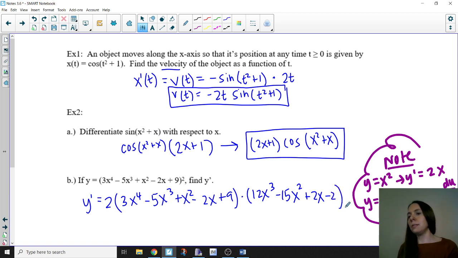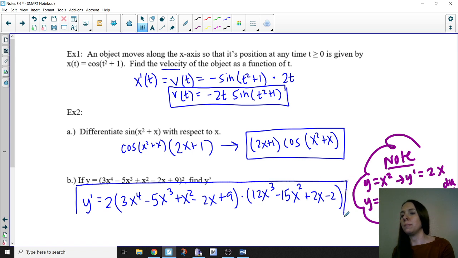Just check my answer key. Yeah, that's right. That's good. And there's our answer. Woohoo. No rearranging needed with this one.